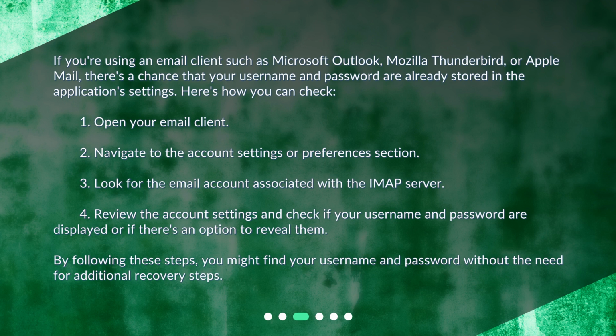1. Open your email client. 2. Navigate to the Account Settings or Preferences section. 3. Look for the email account associated with the IMAP server. 4. Review the account settings and check if your username and password are displayed or if there's an option to reveal them. By following these steps, you might find your username and password without the need for additional recovery steps.